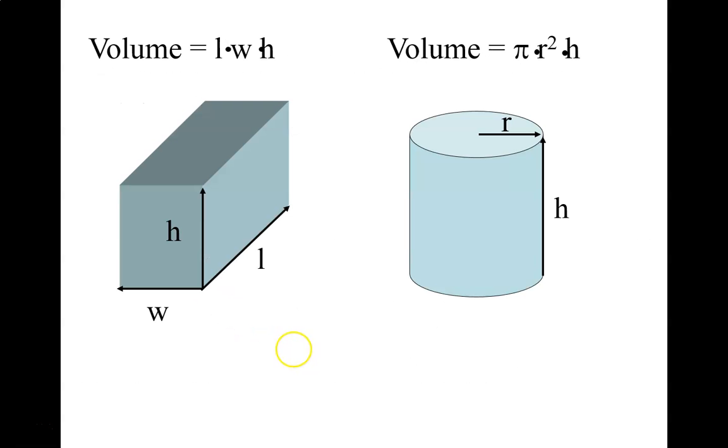All right. So if you have a regular shape like a rectangular prism type object, length times width times height, you can use a ruler and measure these, and you can calculate the volume. If you've got a cylinder, you can use a ruler to measure the radius and then the height, and you use pi r squared h, and that will get you the volume of a cylinder.